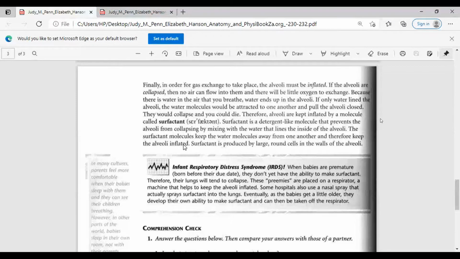Number 8, question number 8. Where is surfactant produced? Tăng Khải Hoa. Hello, teacher. Okay, so question number 8 for you. Where is surfactant produced? Surfactant is produced by large round cells in the wall of alveoli. Thank you so much. Right, the right answer can be found in the last sentence. Surfactant is produced by large round cells in the walls of the alveoli, okay?